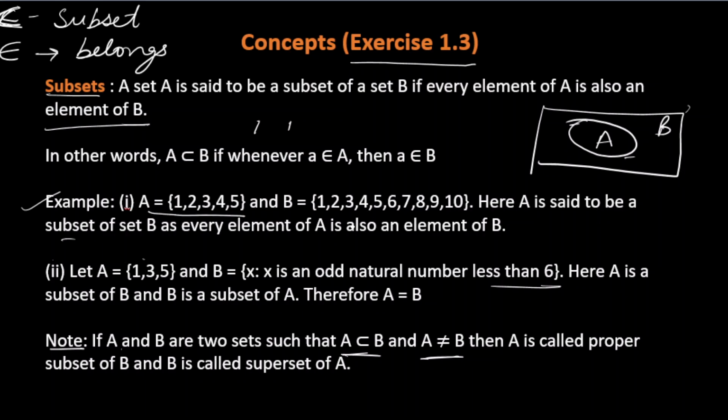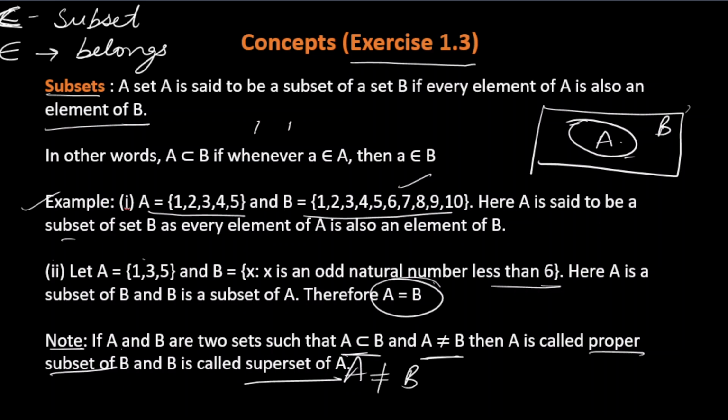See, A is 1, 2, 3, 4, 5 and B is 1, 2, 3, 4, 5, 6, 7, 8, 9, 10. So A is contained in B because every element of A is also an element of B. That means A is a subset. In this case both the sets are not equal. So here A is a proper subset of B, and B is called a superset of A. This is when A is not equal to B.